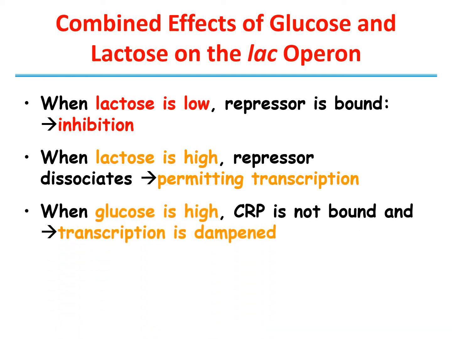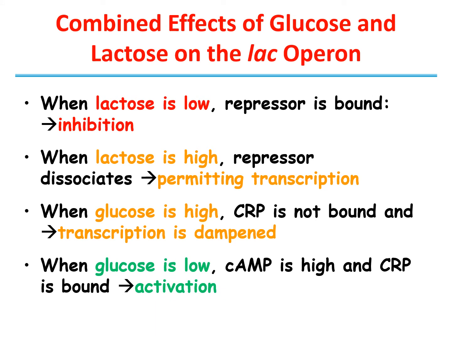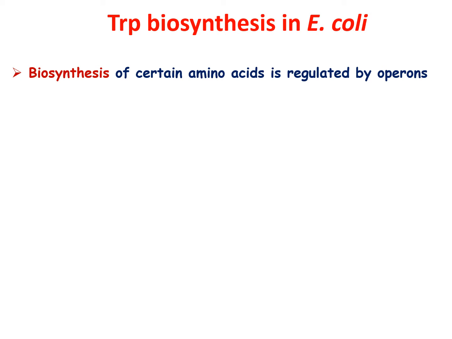When the glucose is high, CRP is not bound and transcription is dampened. When the glucose is low, the cAMP is high and the CRP is bound. This means the operon is activated. So these are just different words, jumbled in different sentences, meaning the same thing, so that you can understand the regulation of the lac operon from all aspects. So that was about the lac operon.